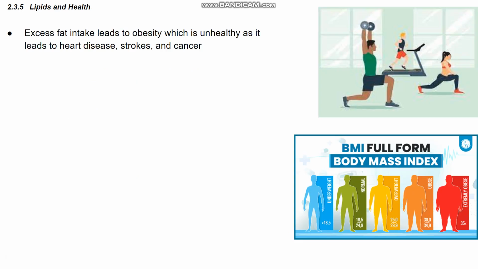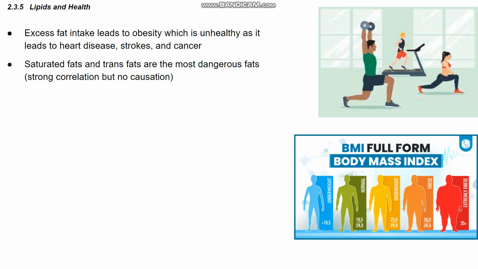Now, as for health, excess fat intake, so lipids, leads to obesity, which is unhealthy, as it could lead to heart disease, strokes, and cancer. Saturated fats and trans fats are the most dangerous fats. There's a strong correlation between them, but no causation.